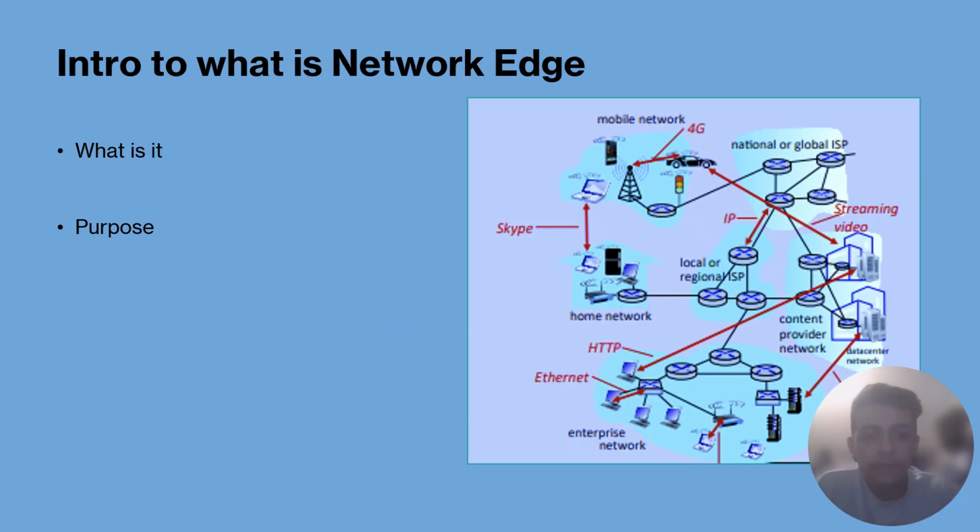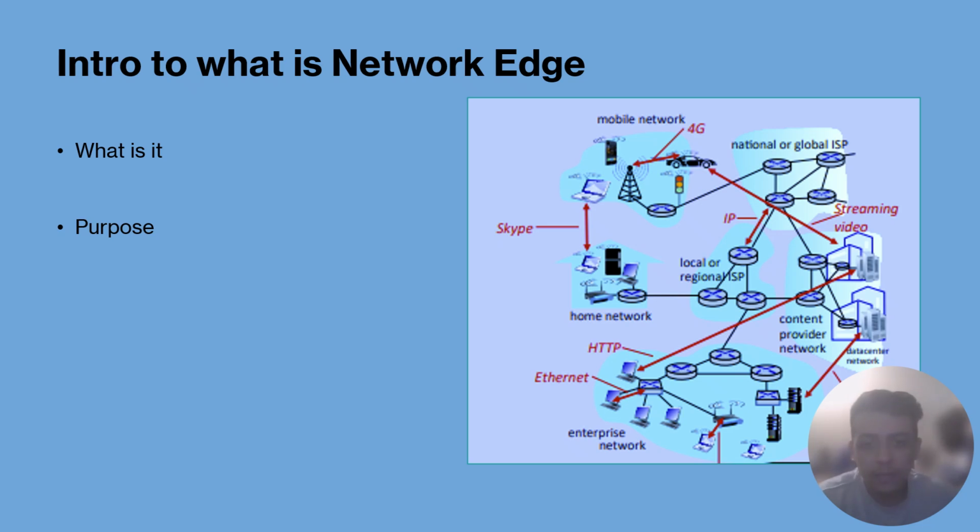Now we have an intro to the network edge. The network edge is the part of the internet where users and devices like phones, laptops, and other smart technology connect to the network. It's where your online activity begins and ends. Its purpose is to let users access the internet, send and receive data, and communicate with others. It acts like a doorway that links the personal device to the larger network.